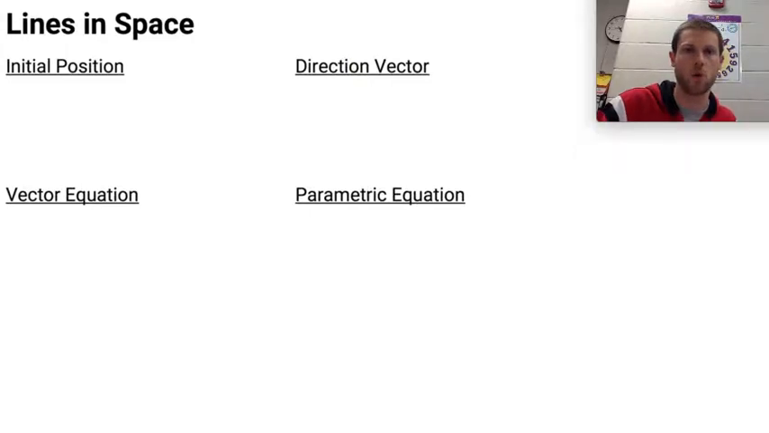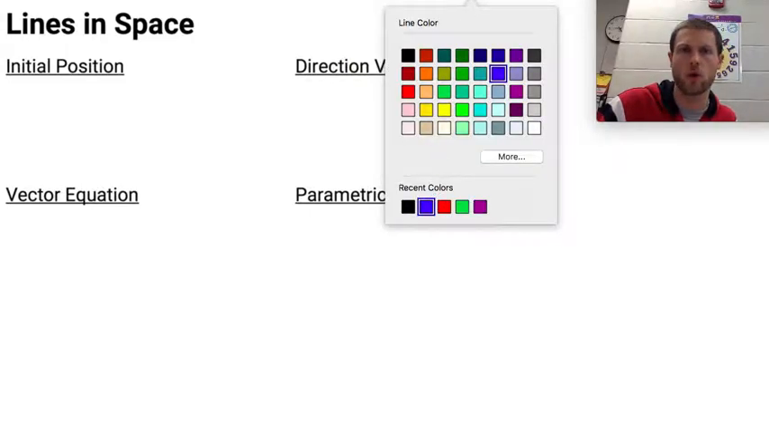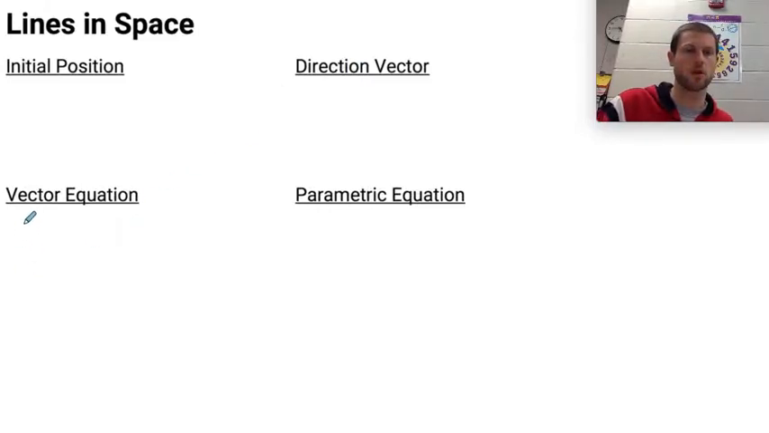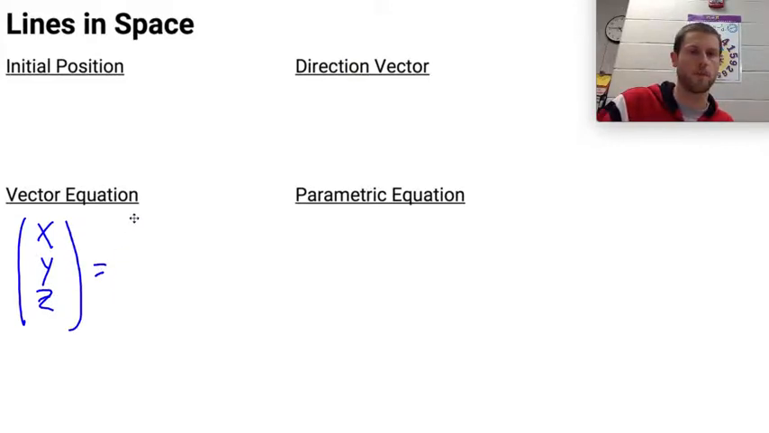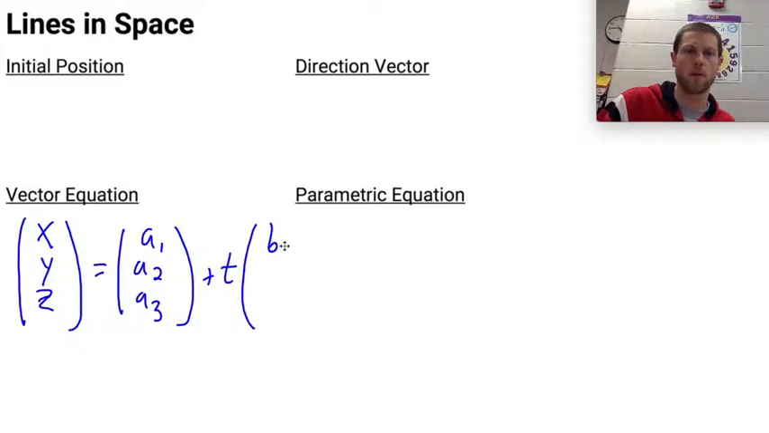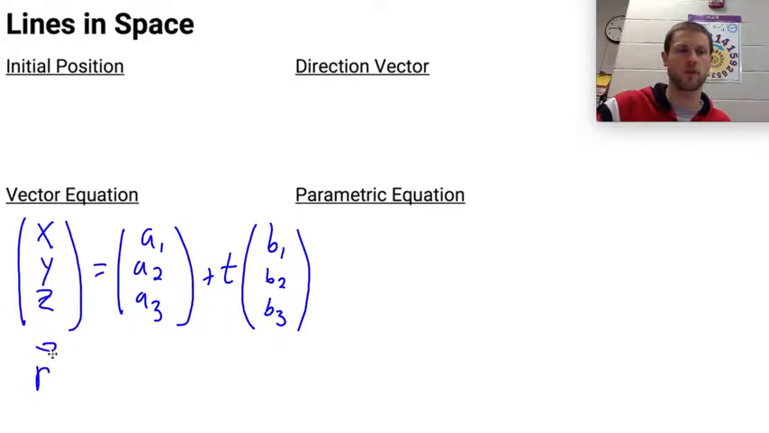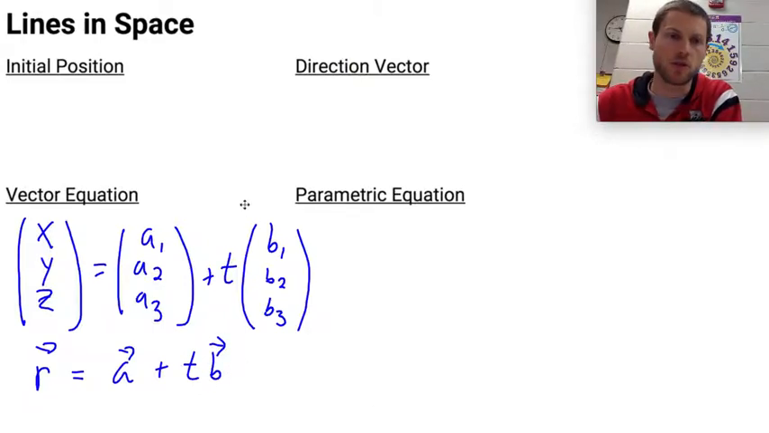Let's actually begin with the general form of a vector equation in 3 space. The vector equation x, y, z, the position vector for any given time t, is going to equal some a1, a2, a3, plus some scalar t times b1, b2, b3. This is just like the position vector r equals some initial position, not always initial position, but some position vector a plus some scalar t times some directional vector or velocity vector b. So this is just like what we've seen before.